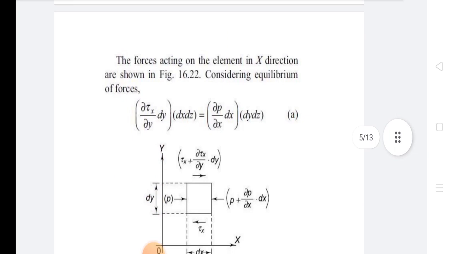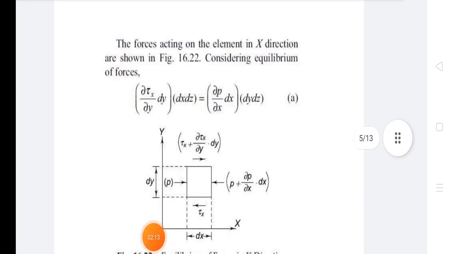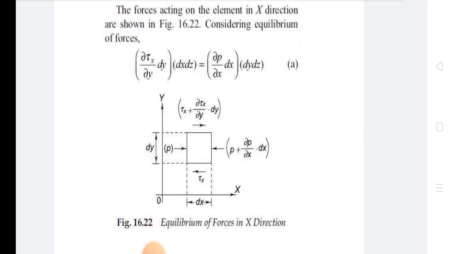So the following forces act on the element in the X direction as shown in the figure. Consider the equilibrium of forces: ∂τx/∂y times dy dx dz is equal to ∂p/∂x times dx dy dz. So in this diagram, the distances dx and dy, the forces are p, ∂p/∂x times dx, and τx plus ∂τx/∂y times dy.